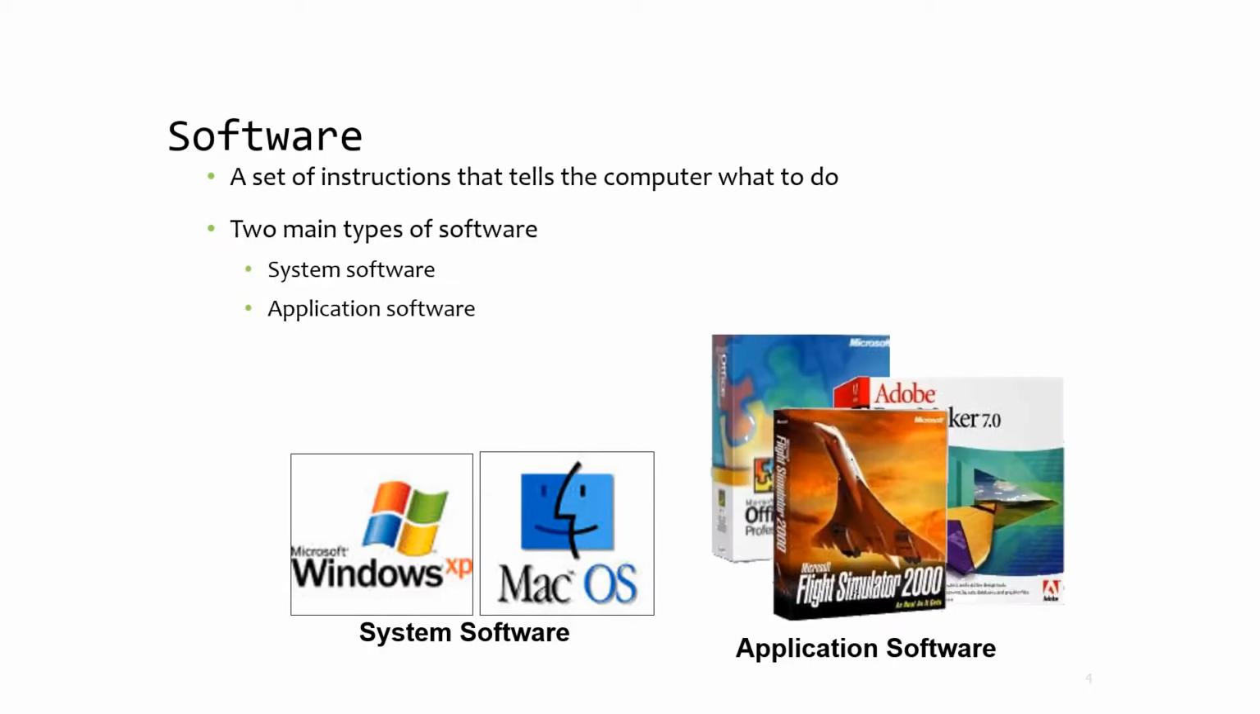The term software refers to a set of instructions that tells the computer what to do. These instruction sets, also called programs, provide a means for us to interact with and use the computer. Your computer has two basic types of software: system software and application software.